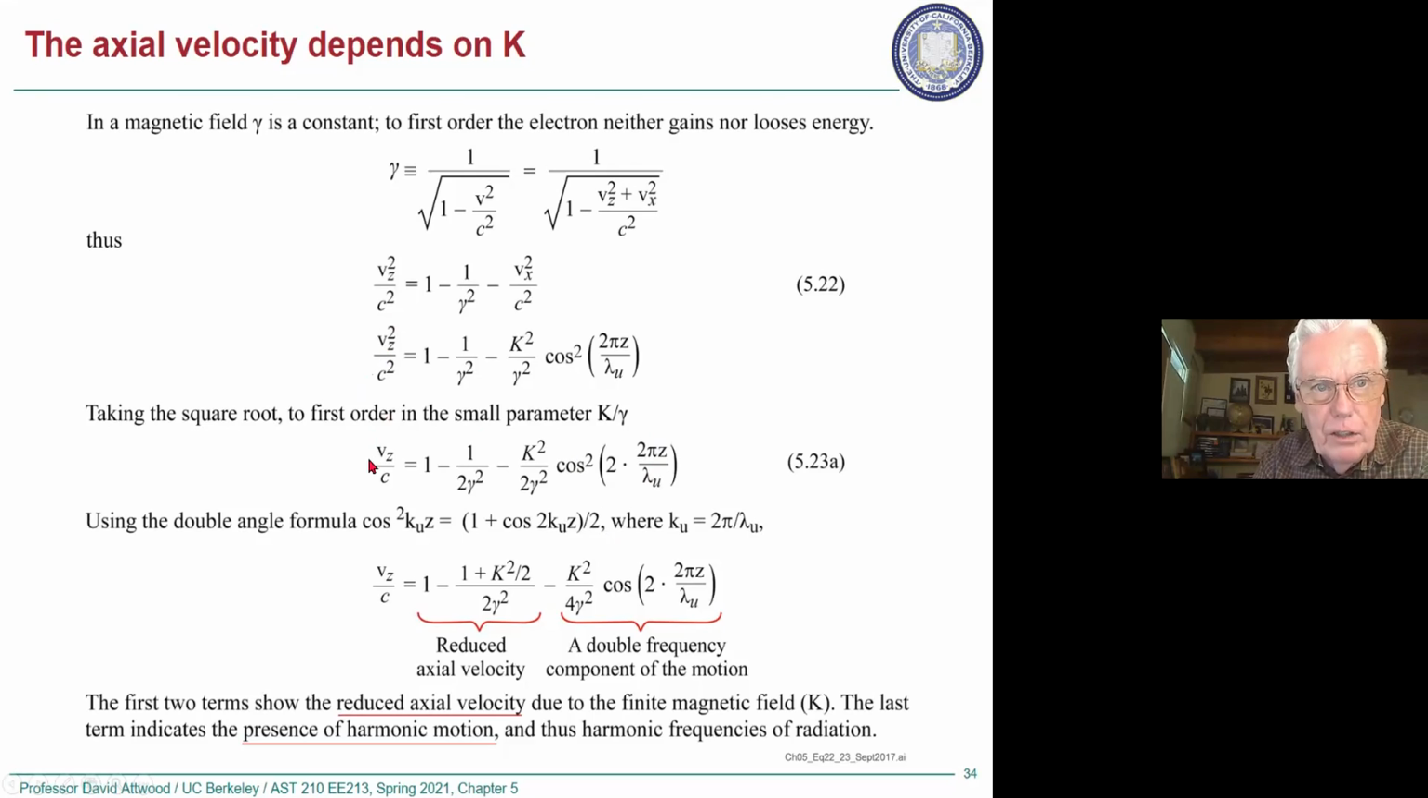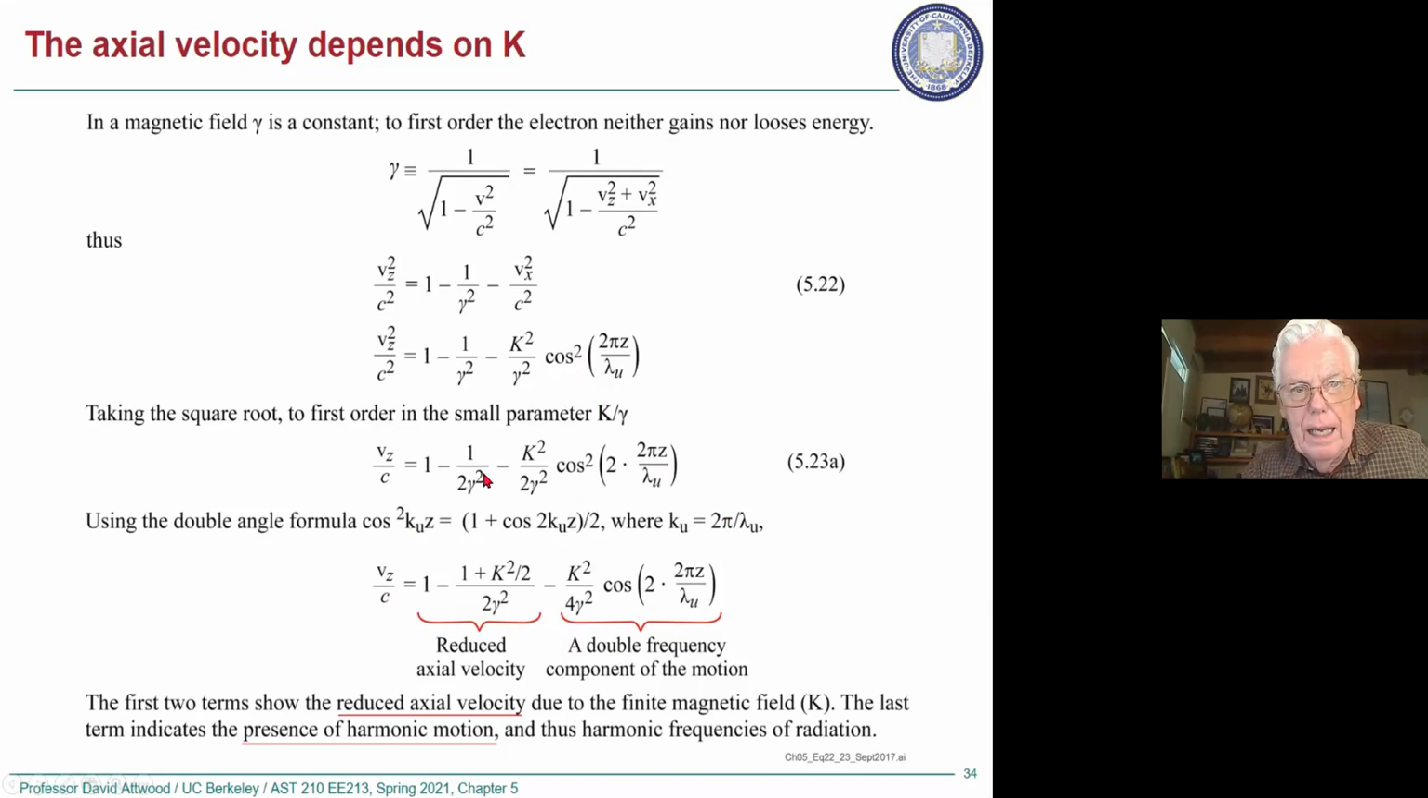But taking the square root, this is what we get. And there's a cosine squared here. We can replace the cosine squared by a double angle formula. So we've replaced this using this formula by this, where Ku is defined here to be 2 pi over lambda u. So this is not a wave number, this is just 2 pi over the undulator period. Because this was a cosine squared, we can replace it using a double angle formula. And now this is what we're left with.